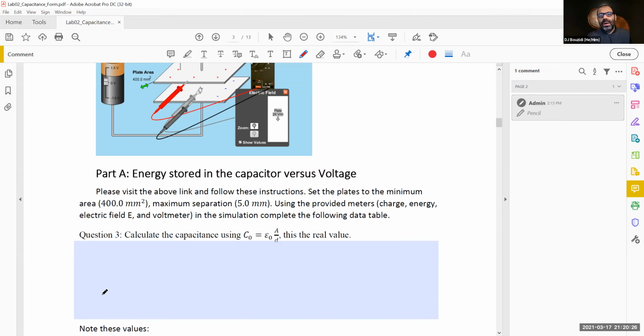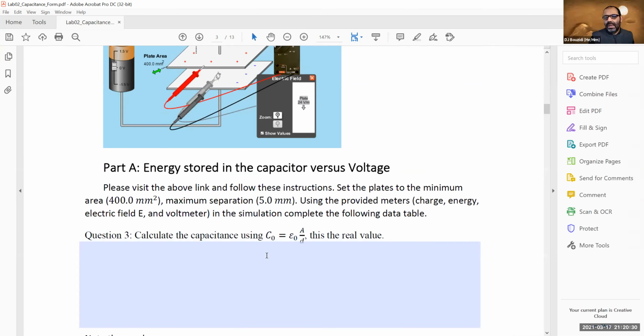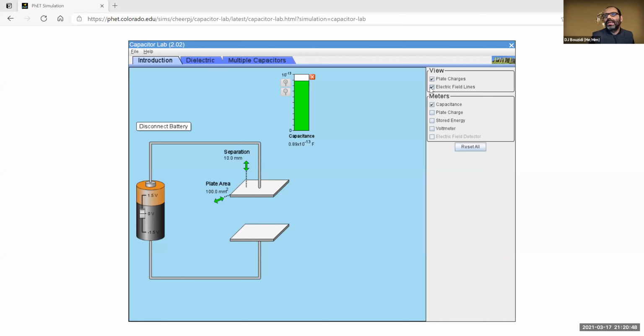So let me first close the commenting tool, which is what I closed. Let me stop sharing that screen and share with you what you're going to see. Share, PhET simulation. Okay, I don't think that we need the electric field. I don't think we need the capacitance. So now here is how you change the area.